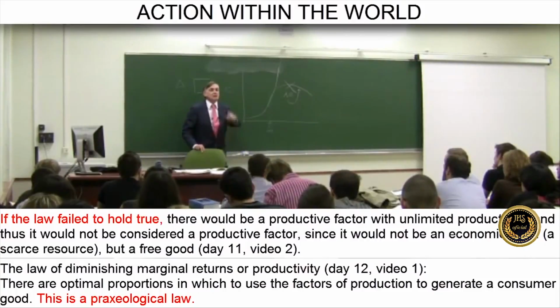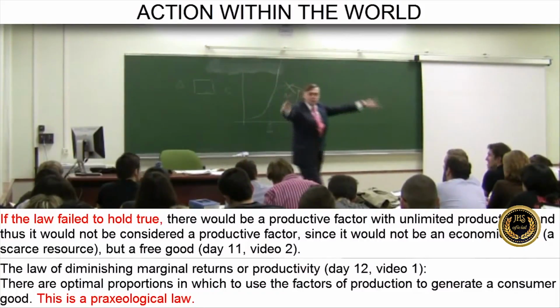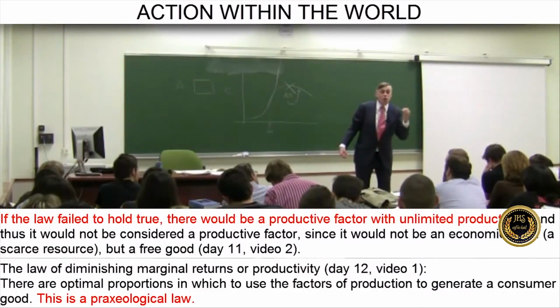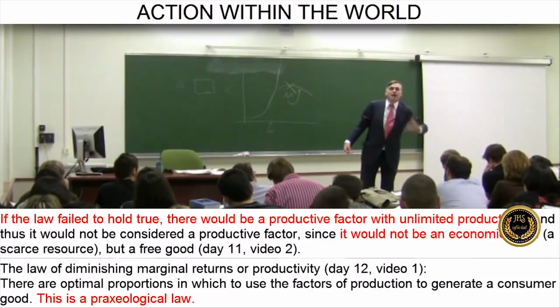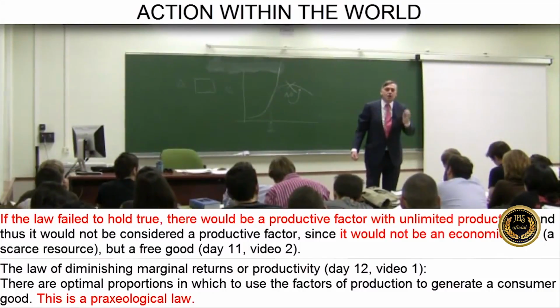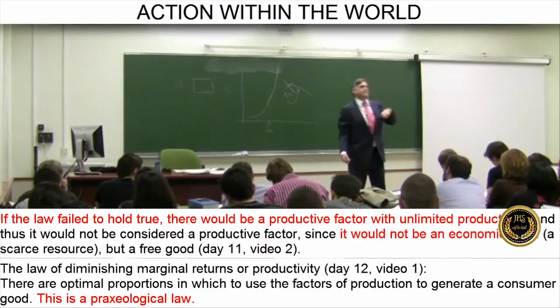And what would this mean with respect to the fixed factor? The given factor, the plot of land in our example. It would mean that the plot of land had unlimited productive capacity, and therefore that it was not an economic good, a scarce resource, but a free good. Therefore, with higher order economic goods, factors of production, the law of diminishing marginal productivity must inevitably hold true.